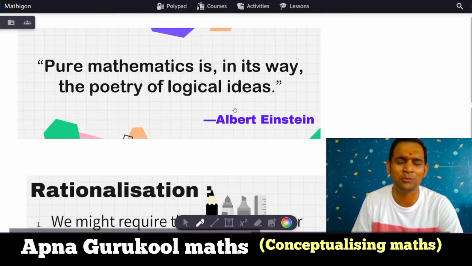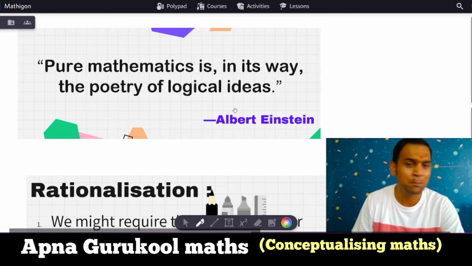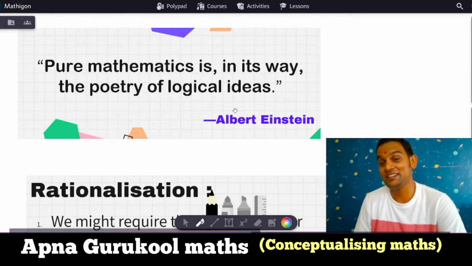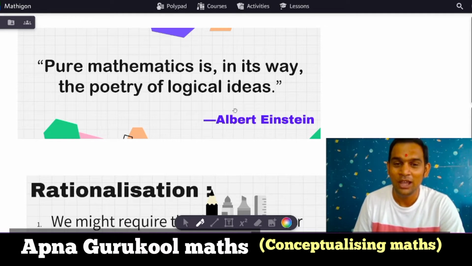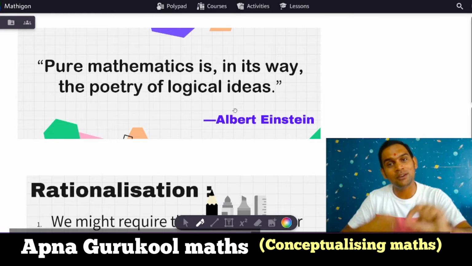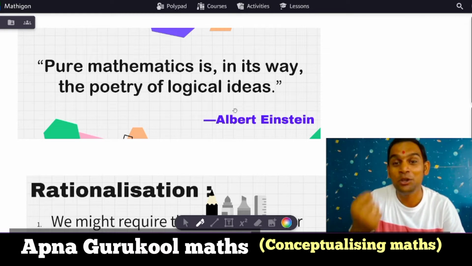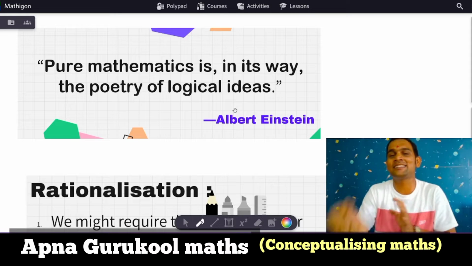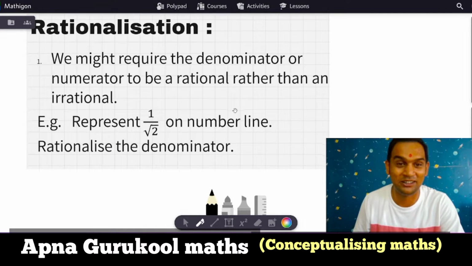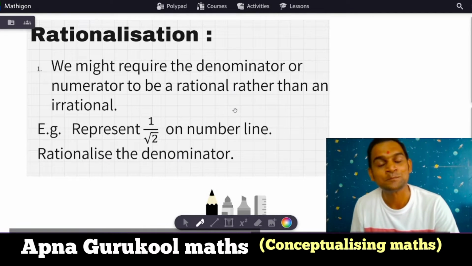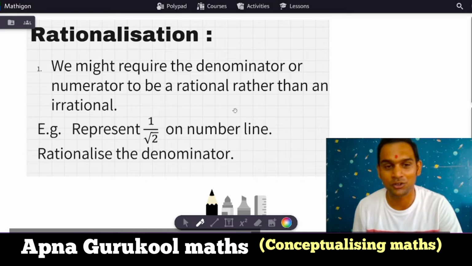Now, there's a very good quotation. We'll start with that. Pure mathematics is in its way the poetry of logical ideas. Wow, so beautiful. Whatever logic we are getting, whatever ideas we are getting, pure mathematics acts as poetry in that. So beautiful a statement by Albert Einstein, and the name itself makes it even more powerful. Let's move on to the process of rationalization.